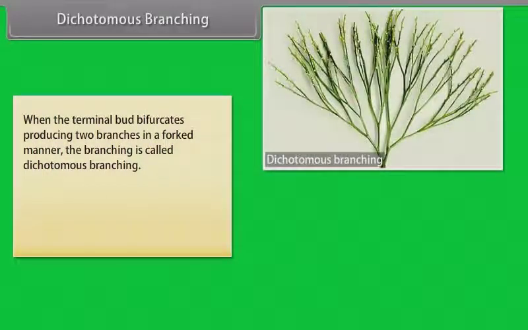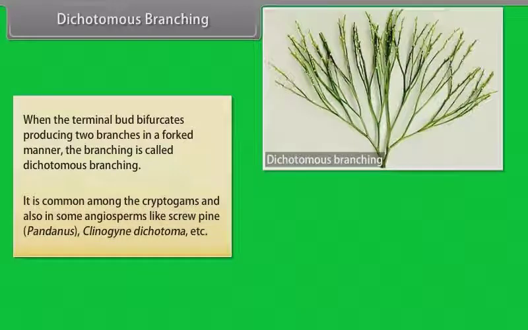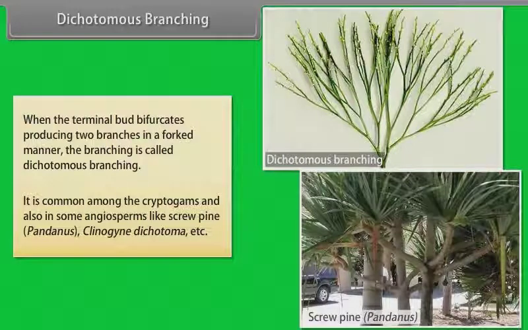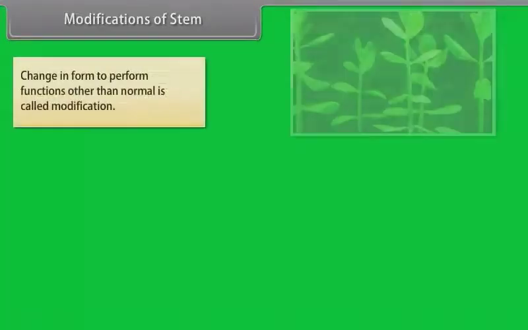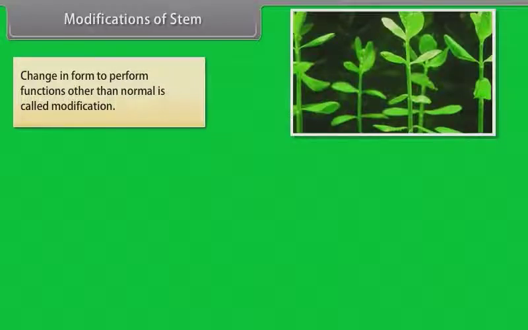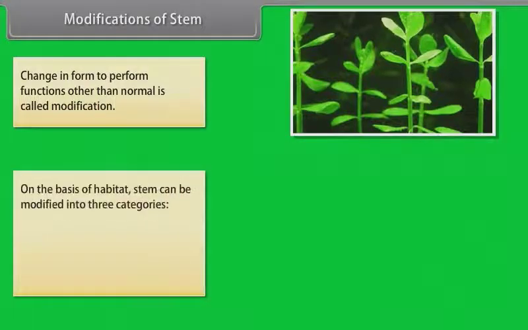Dichotomous branching. When the terminal bud bifurcates, producing two branches in a forked manner, the branching is called dichotomous branching. It is common among the cryptogams and also in some angiosperms like screw pine, Pandanus, Clerodendrum dichotoma, etc. Modifications of stem. Change in form to perform functions other than normal is called modifications. On the basis of habitat, stem can be modified into three categories.